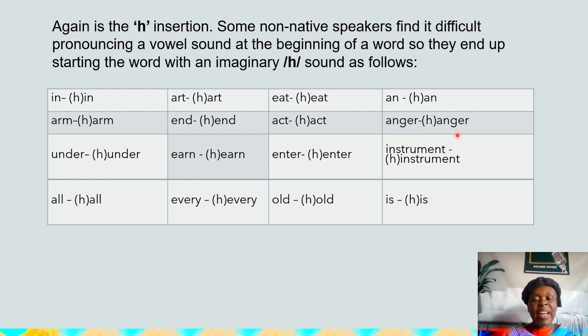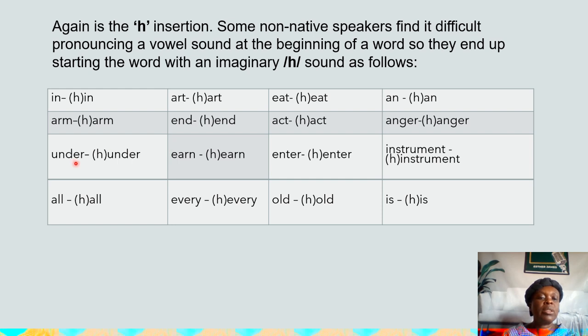Of course, when you say hanger, you should know what you mean. You are looking for a hanger to hang your clothes. And you are not actually saying anger. You have anger in your mind, but you are not saying anger, you are saying hanger. You are misleading your audience.